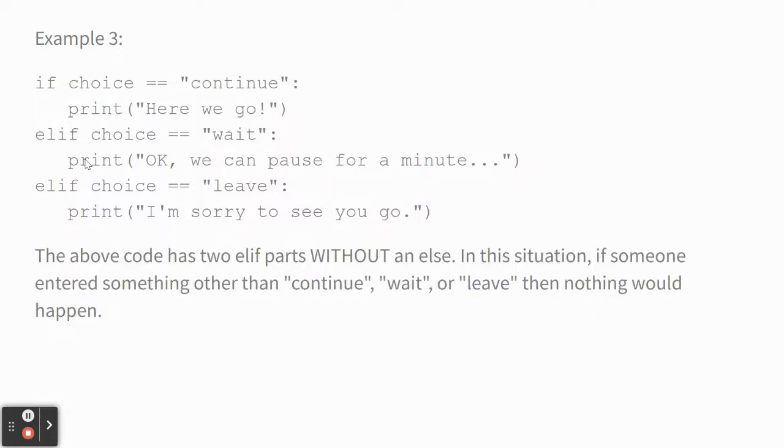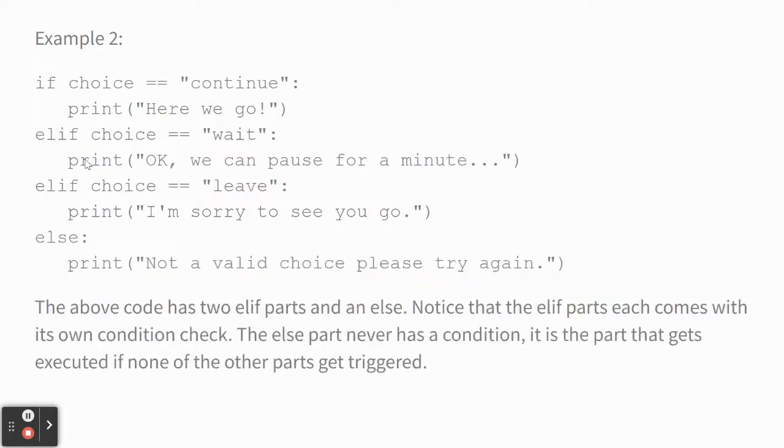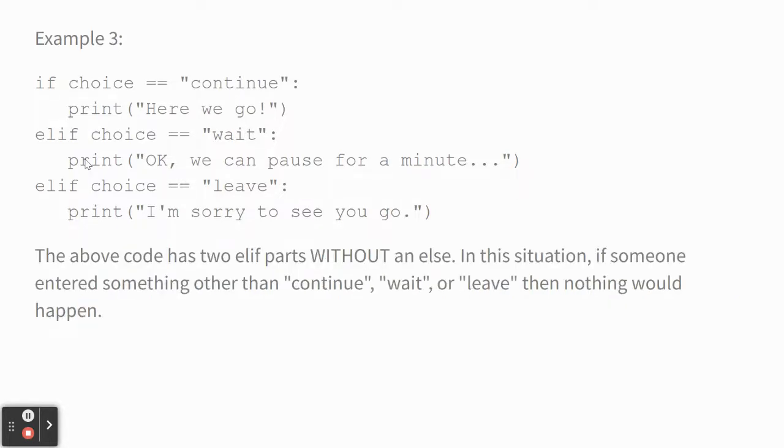So if we took off the else, this is just like the last example, but without the else. What this means, without the else, we're not guaranteed that one of these messages will print. So if you don't have the else, then you're only going to get something printed if the choice variable is continue, wait, or leave. If it's something else, nothing's going to print. Whereas back here, we had the else. That was kind of a catch-all, like, hey, we're going to make sure something gets said. Whereas here, we're only saying something if one of those particular things is set.